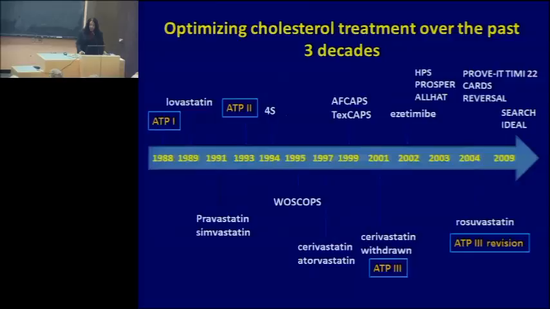So over the last three decades, it's been well established that lowering LDL cholesterol reduces cardiovascular morbidity and mortality. Several statins have come along. One has come and gone. Most have stayed. Several guidelines have come along, ATP 1, 2, and 3, and several primary and secondary prevention trials using statins have pretty much established that lowering LDL cholesterols with statins is highly beneficial in reducing vascular events.